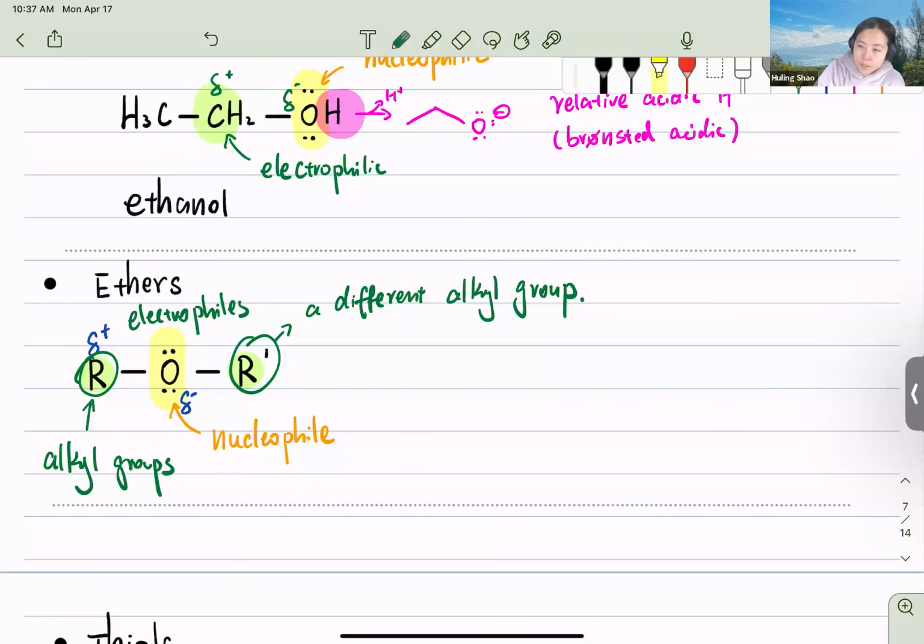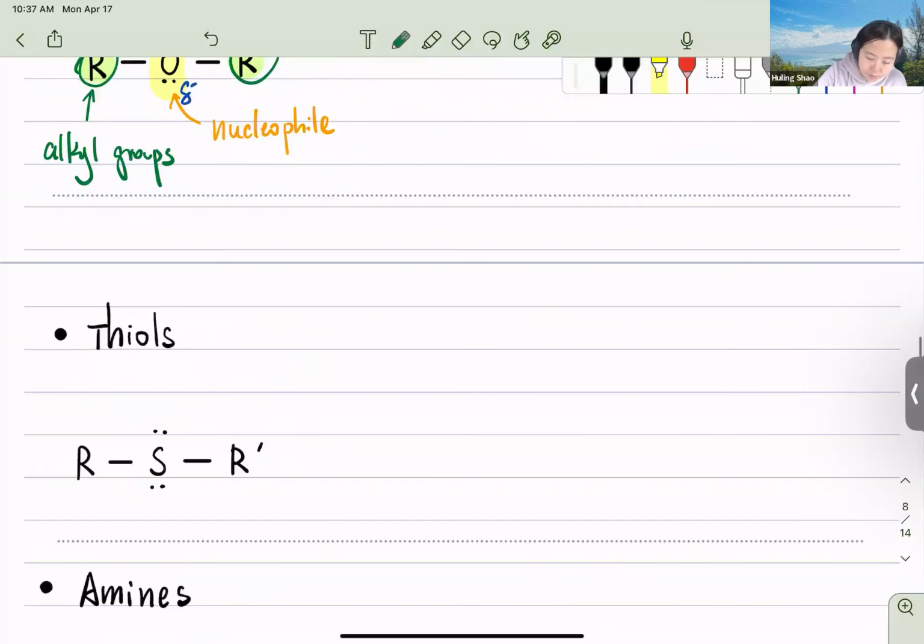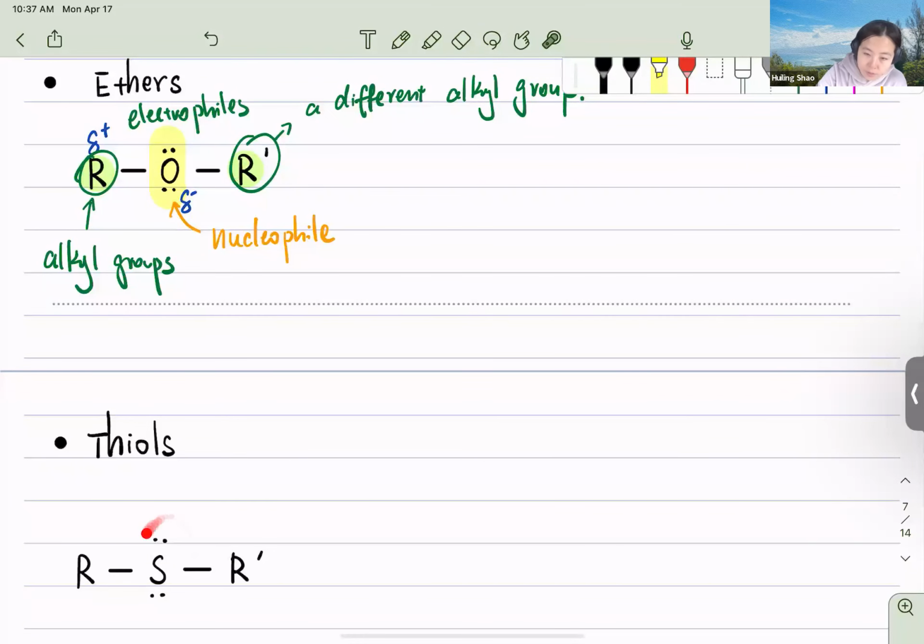In the same family of the ether, we have thiols. So thiols are similar to ether. We can see their general formula is very similar, just instead of oxygen in the center, we have a sulfur atom in the center. As a result, our sulfur is not as electronegative as oxygen. So sulfur is the only nucleophile in the thiol group, but the R group is less likely to act as an electrophile.